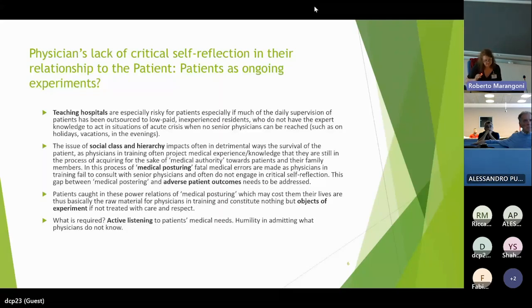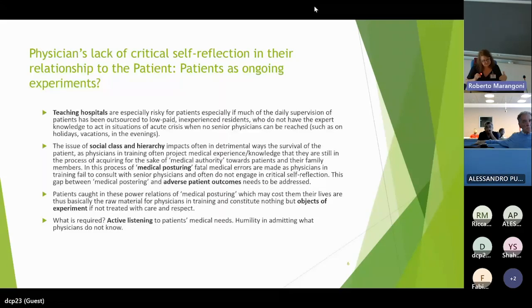My experience has been, unfortunately, that low-level, inexperienced residents who didn't have the expert knowledge were basically, due to issues of social class and hierarchy, posturing a knowledge they didn't have to fill it in. And in this medical posturing towards the patient, but also towards the family, they made horrific, irreversible errors. And as I just mentioned, pointing out these errors is not being rewarded, but my visiting hours got cut and I basically was sent home, although my concerns about errors turned out to be true.